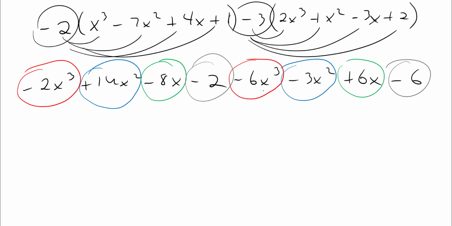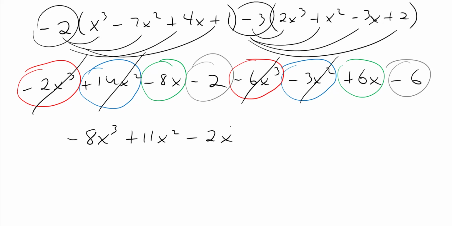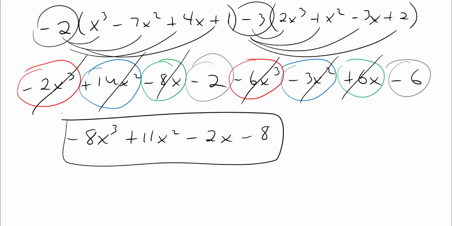So negative 2x cubed minus 6x cubed is negative 8x cubed. So that takes care of those two. 14x squared minus 3x squared is positive 11x squared. Negative 8x plus 6x is, so negative 8 plus 6 is negative 2, so negative 2x. And negative 2 minus 6 is negative 8. And that's the answer to this problem. Okay, that's the most brutal problem I can possibly give you, but again, it's distributing and then combining like terms.